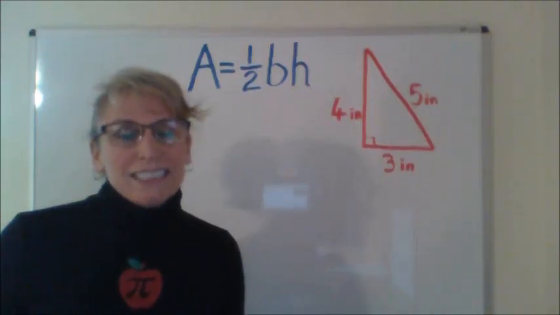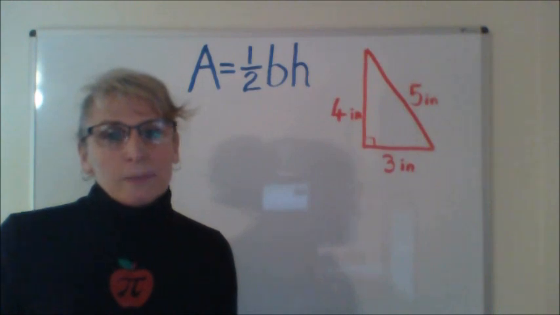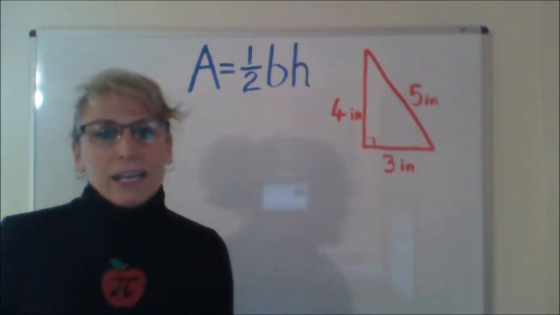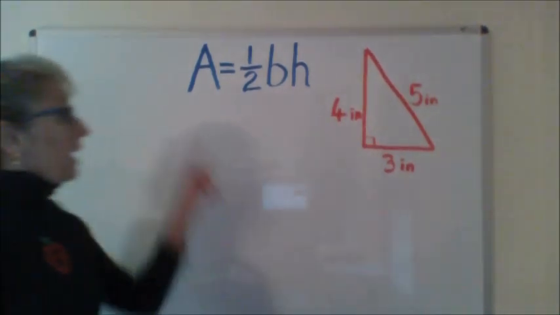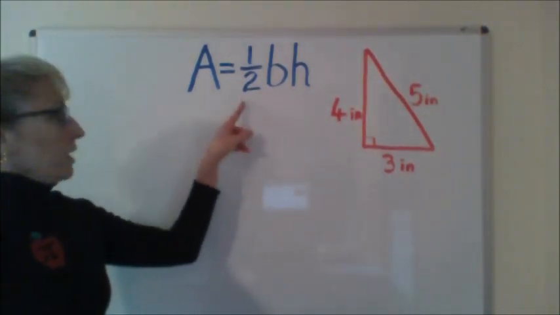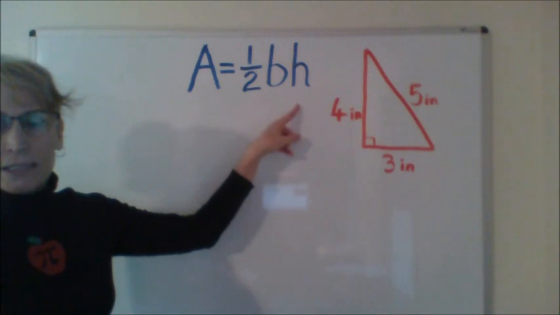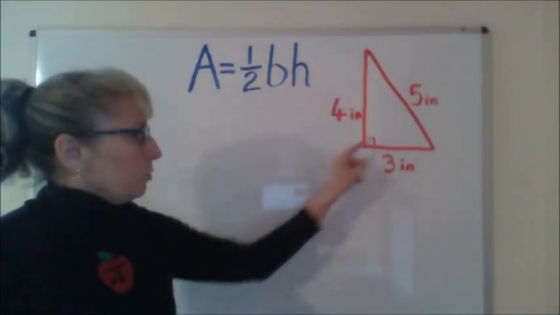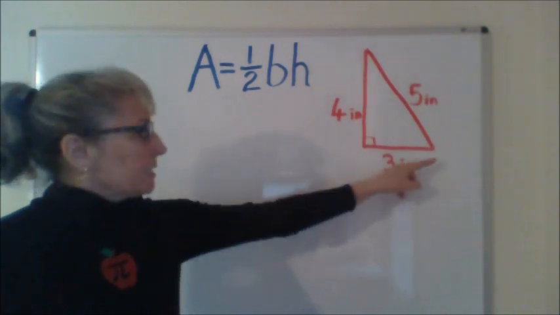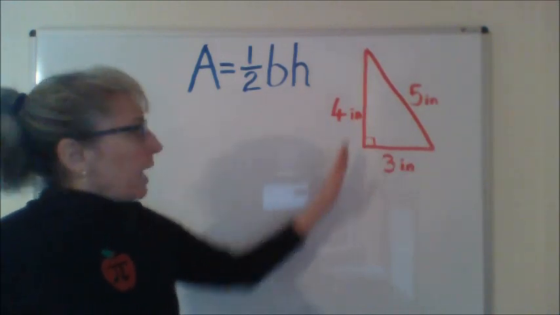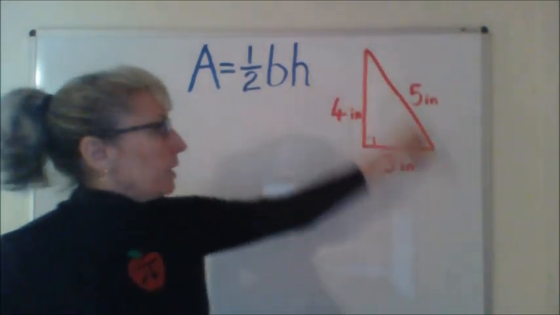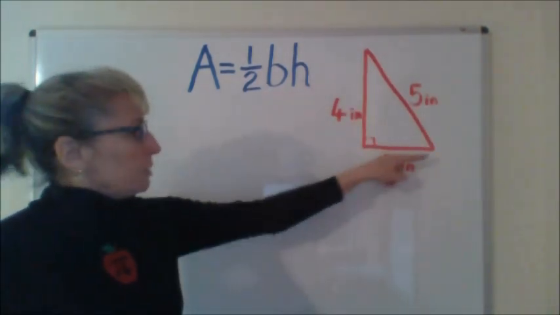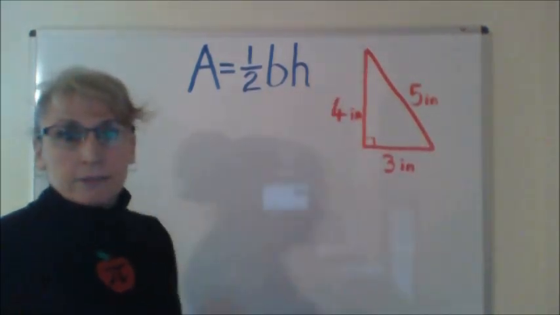Hello students! Today I'm going to talk about triangles, specifically how to find the area of a triangle. To find the area of a triangle, we're going to use the formula area equals 1/2 of the base times the height. I have a triangle drawn here, happens to be a right triangle because there's a right angle right there. It has a base of 3, a height of 4, and a hypotenuse of 5.